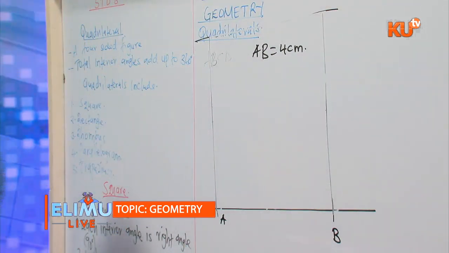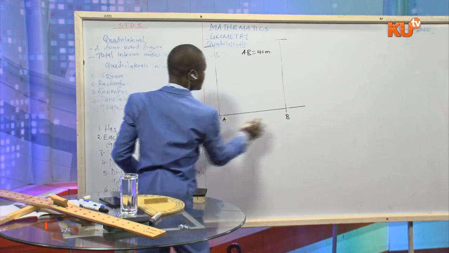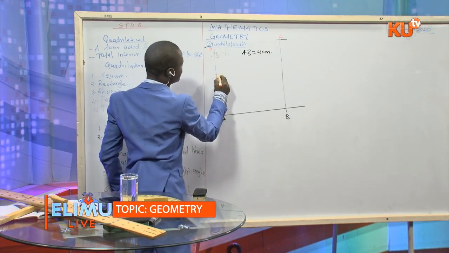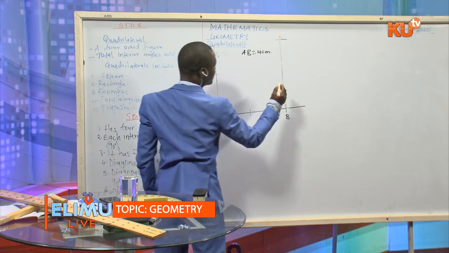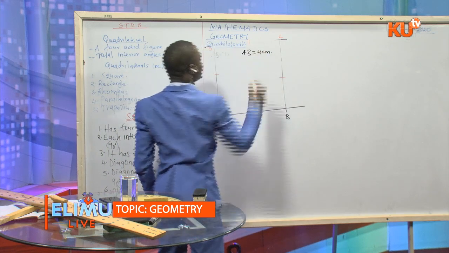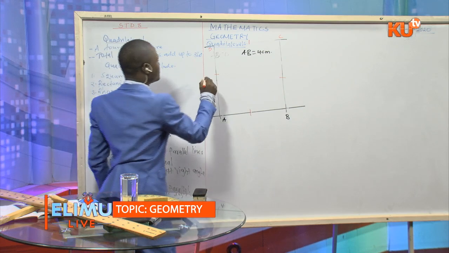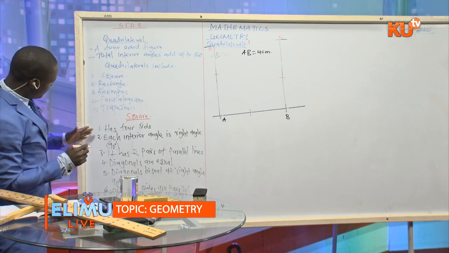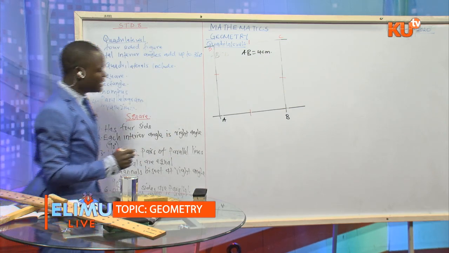Like that. So if you look at the figure that I've just drawn, you'll find that this ABCD, line AD, line AB, line BC, and line CD are all equal. So this is 4 centimeters, this is 4 centimeters, this is 4 centimeters. Now, then we say that it has 4 sides. Each interior angle is a right angle.